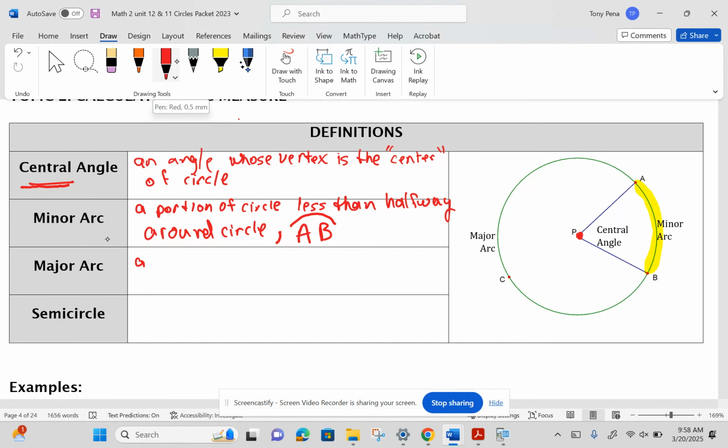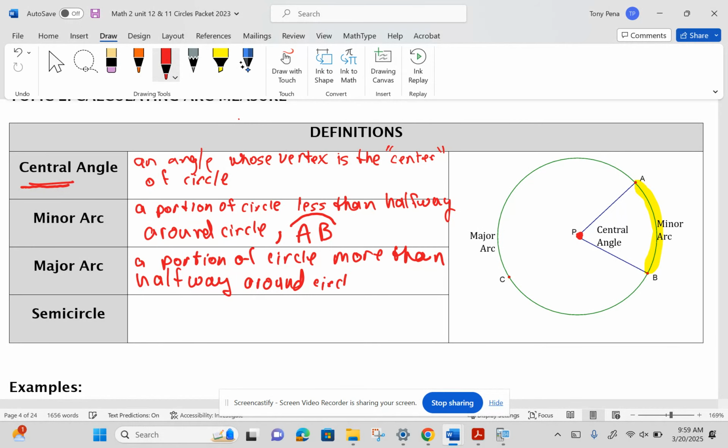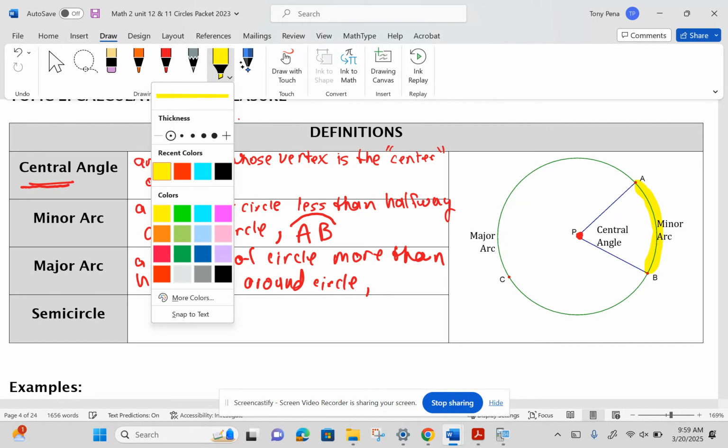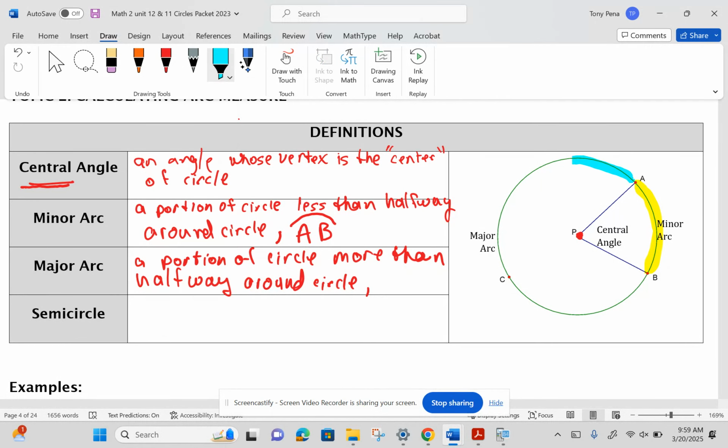So now if that was a minor arc and we go to a major arc, this is now going to be a portion of a circle more than halfway around the circle. So I will highlight that and we'll do blue. You see where it's labeled a major arc here, because this whole thing here would be the major arc, and that is clearly more than half of the circle.